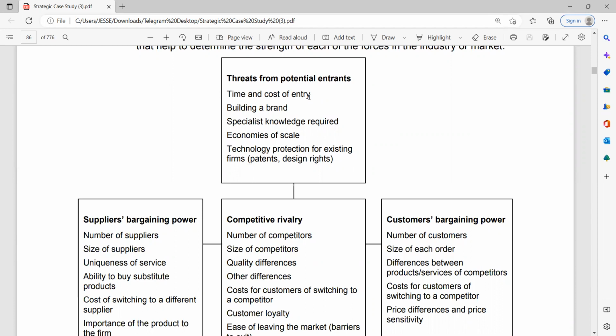Building a brand is another point. Specialist knowledge required, we explained all these points. If specialist knowledge is required, then new entrants must learn this knowledge before being able to go into the industry to succeed. If this knowledge is very, very technical and it's not easy for new entrants to learn it, then competition reduces because they cannot enter into the market. When they are able to enter into the market, they add to competition. Another point is economies of scale. And then the last point will be technology protection for existing firms.